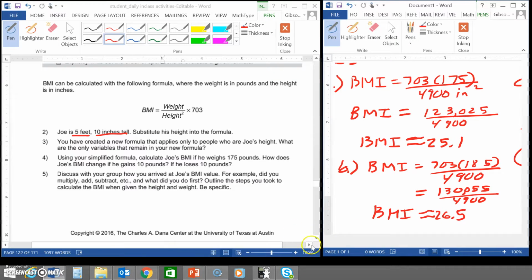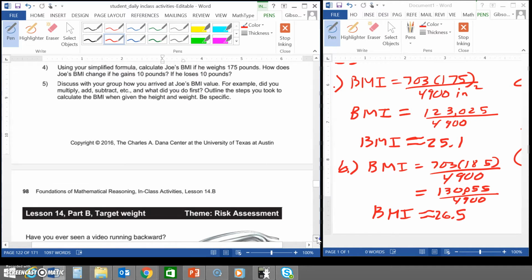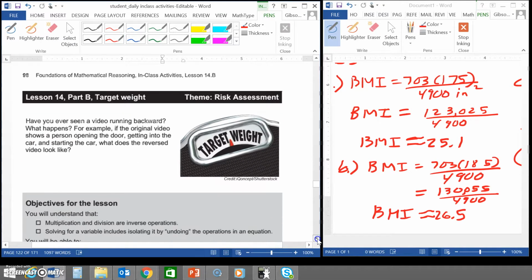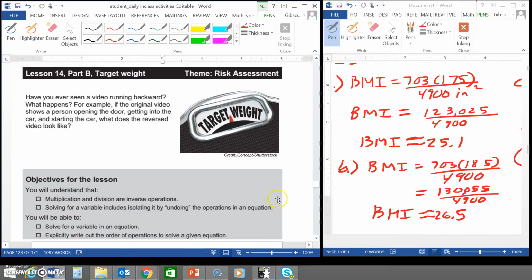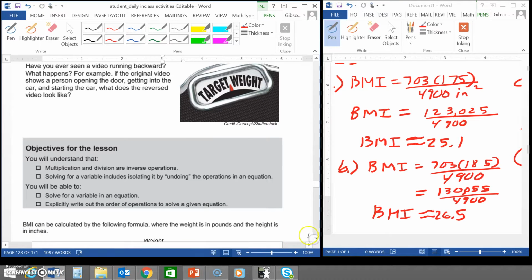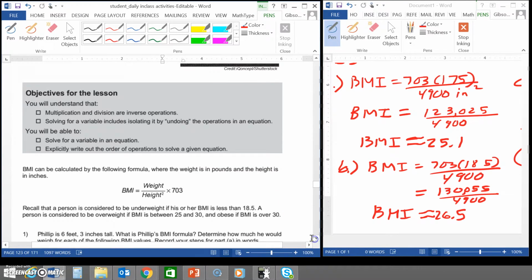Okay, now, that is it for 14A. Now we go here to 14B. Now 14B is you're supposed to be trying to get your target weight. Have you ever seen a video running backwards? What happens? For example, if the original video shows a person opening the door, getting into the car, and starting the car, what does the reverse video look like? It's basically the opposite of everything you see. And it also looks a little funny as well.